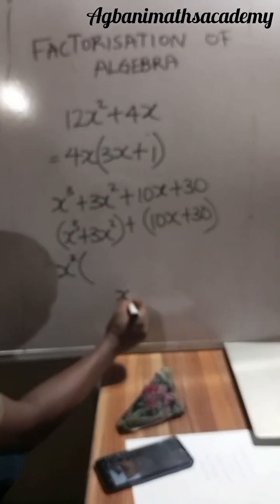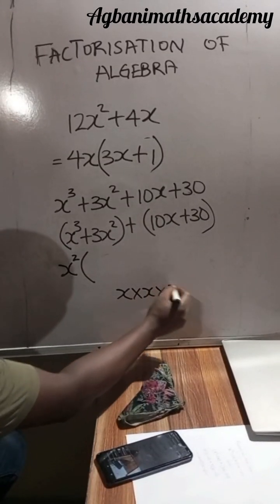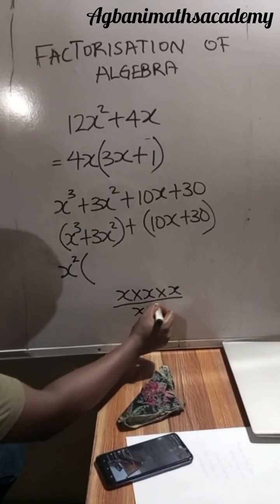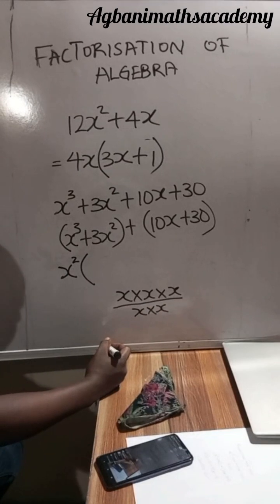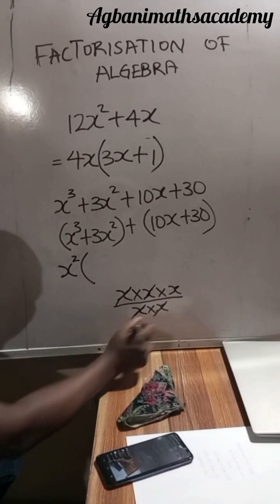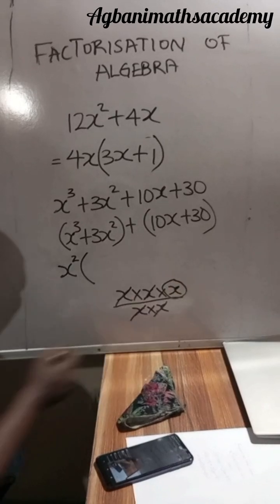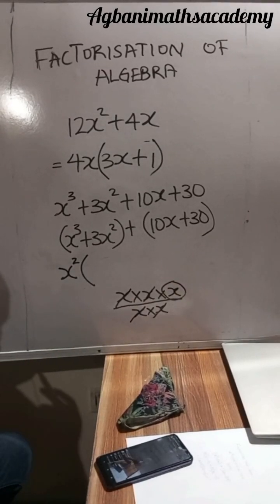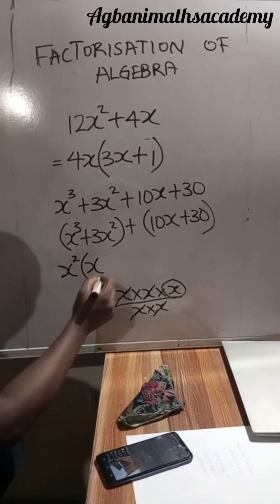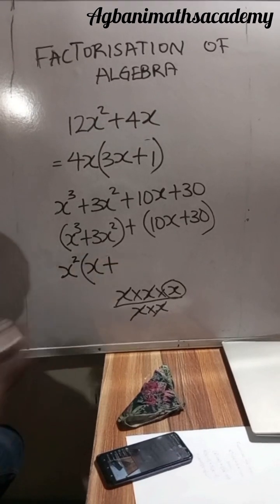x raised to power 3 is x multiplied by x multiplied by x, divided by x raised to power 2, x multiplied by x. Okay? So x will cancel, x will cancel. So what we have left is x. So that is what we are going to put in the bracket. So inside this bracket we are going to put x. We bring the plus sign down.